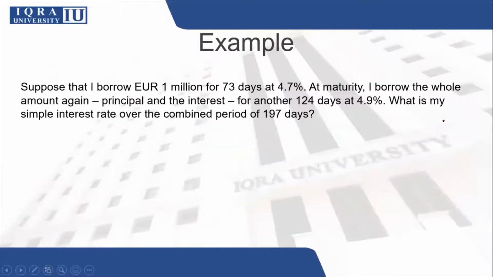So moving ahead, the question is, suppose I borrow your 1 million for 73 days at 4.7%.